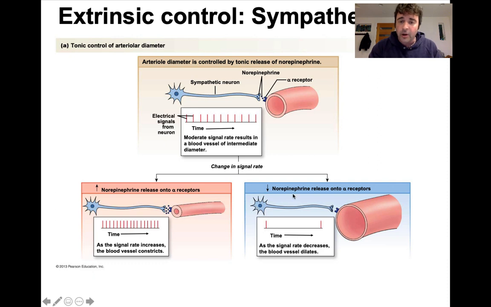On the flip side, if we want to dilate a blood vessel and increase blood flow while simultaneously decreasing blood pressure, we just inhibit the sympathetic nervous system. It fires action potentials less frequently, less norepinephrine is released, that smooth muscle relaxes, and there we go.